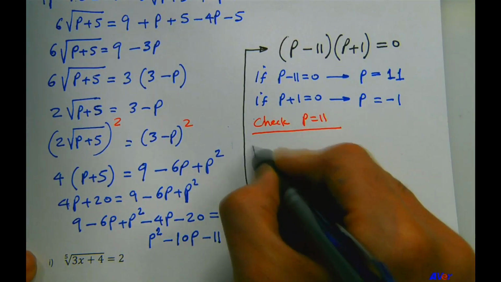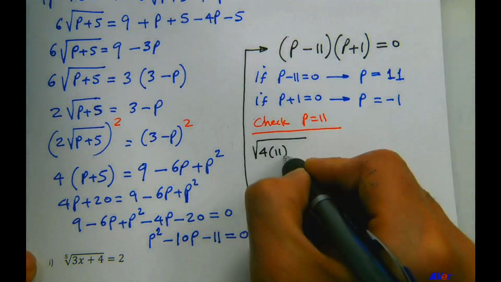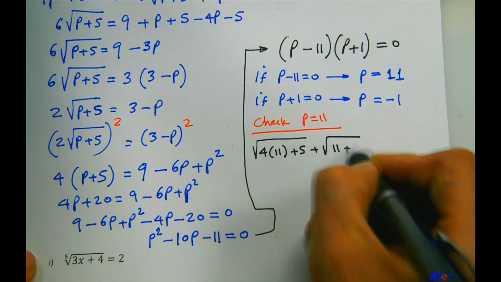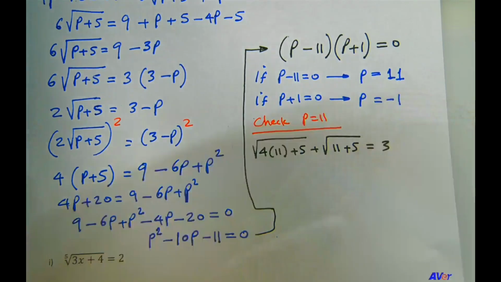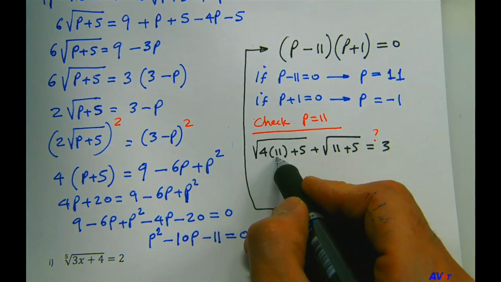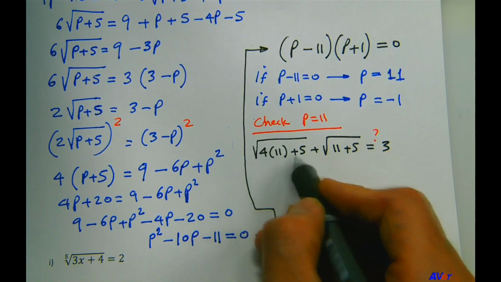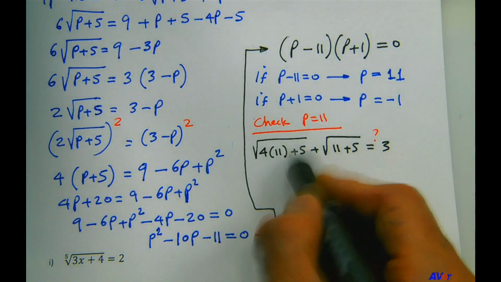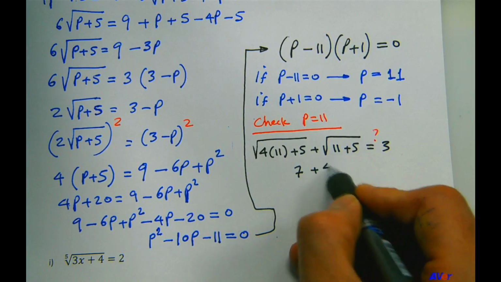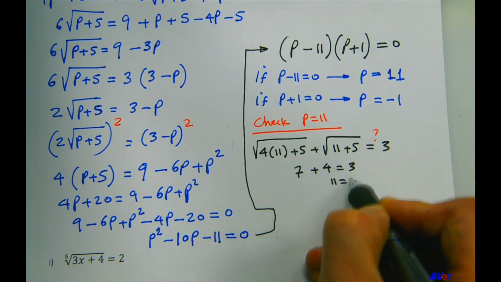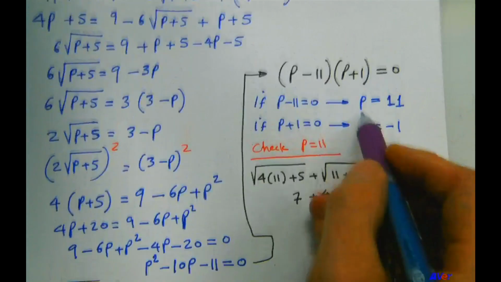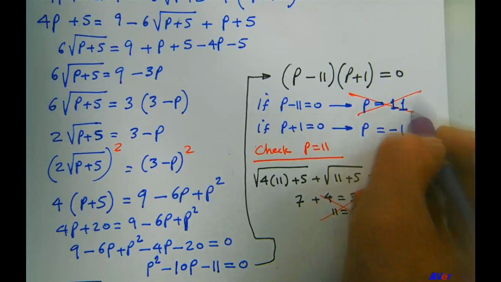So we have square root of 4 times 11 plus 5 plus square root of 11 plus 5. And we're asking if the left side equals 3. Well, let's see. 4 times 11 is 44, right? Plus 5, 49. Square root of 49, 7. Plus square root of 16, 4. So 11 equals 3. Is this correct? No. So we checked p equals 11 and it did not check out. So that's not acceptable.